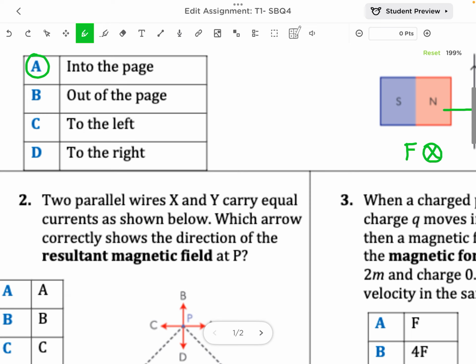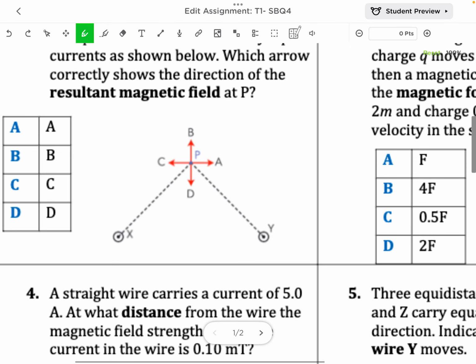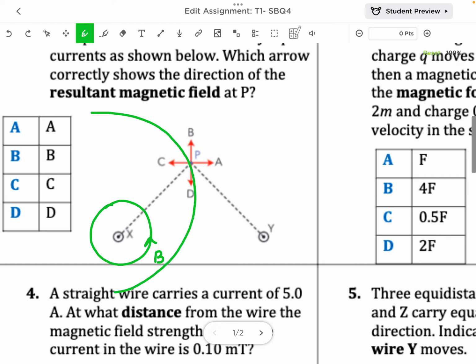Two parallel wires X and Y carry equal currents as shown below. Which arrow correctly shows the direction of the resultant field? So it is outward, it's curling. How is the magnetic field, clockwise or counterclockwise? So outward, counterclockwise. When it comes here, it is almost like this.